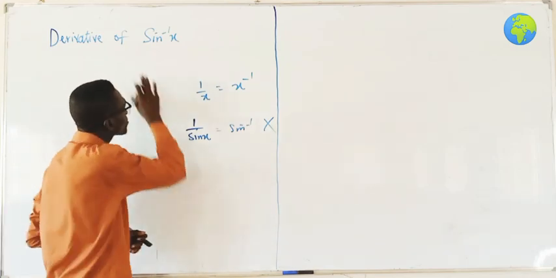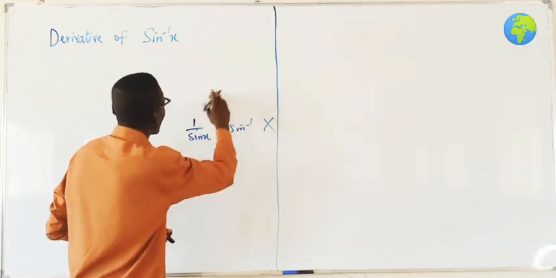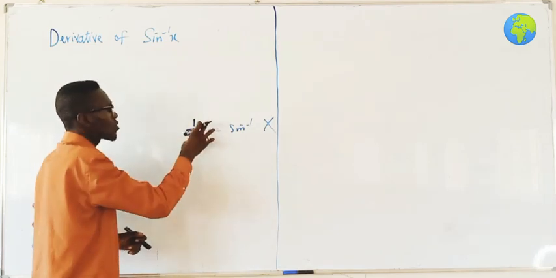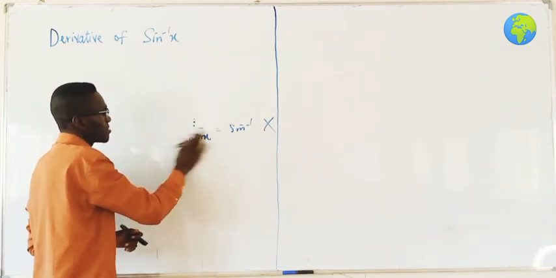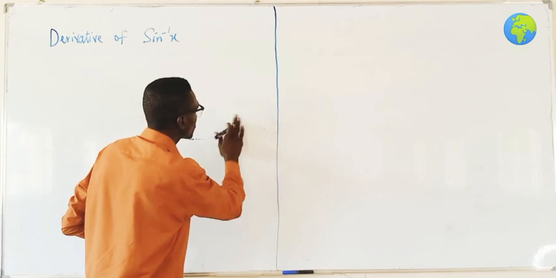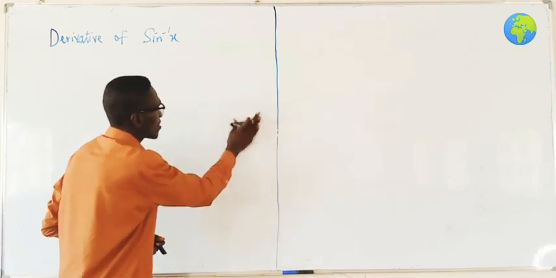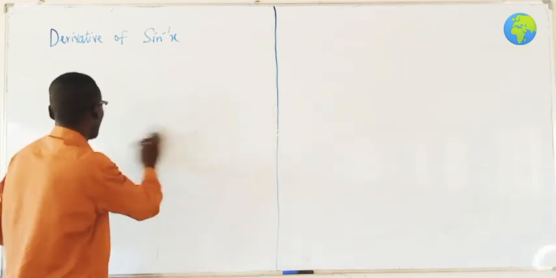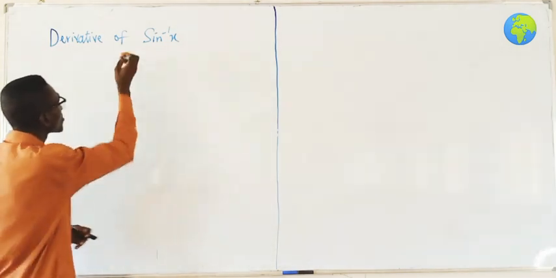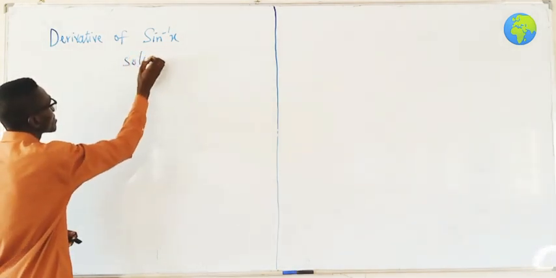So right now, how do we differentiate this? Had it been it's truly like this, you can just use your quotient rule and simplify this down. But it's not the same thing. So how do we do that? Watch the video from the beginning to the end and you understand what I mean. So let's go straight to the point.